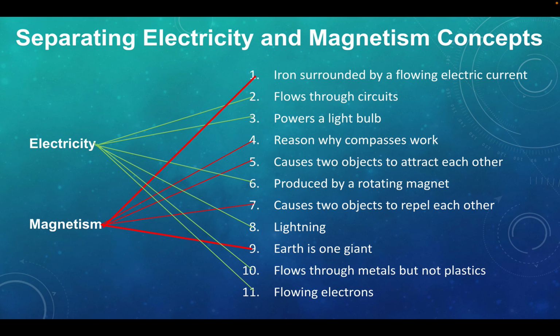Magnetism is iron surrounded by a flowing electric current. It is the reason compasses work. It is the cause of two objects being attracted to each other or repelled, and Earth is one giant example of a magnet.